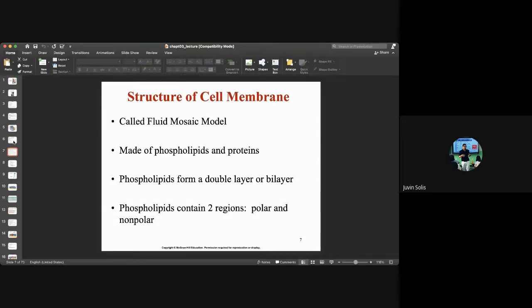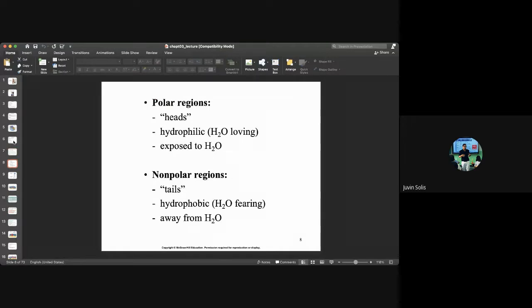It says also here that phospholipids form a double layer or bilayer. And the phospholipid contains two regions. We have your polar and also your non-polar. Okay, let's discuss that one here. If we say polar region, it is the head part of the cell membrane, okay? And it is hydrophilic. Now, remember, if we say hydro, it means water, and philic means loving. So what is happening here is this is exposed to water, because it loves water. It is hydrophilic.